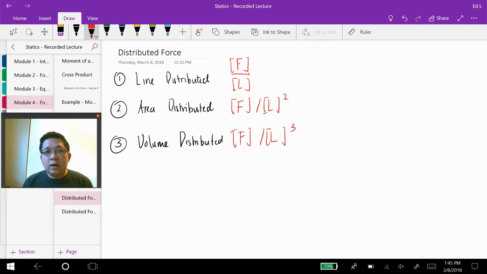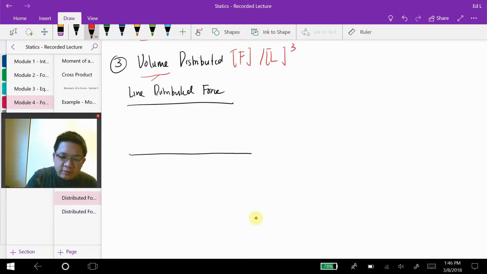In this course, in most cases we will discuss problems that are related to line distributed force. However, there might be a few problems where we will use the area distributed or the volume distributed force. But most of the time we will try to solve problems that involve line distributed force. When the problems involve areas and volumes, with the knowledge that you have for the line distributed force, you should be able to solve that as well. So let's get started.